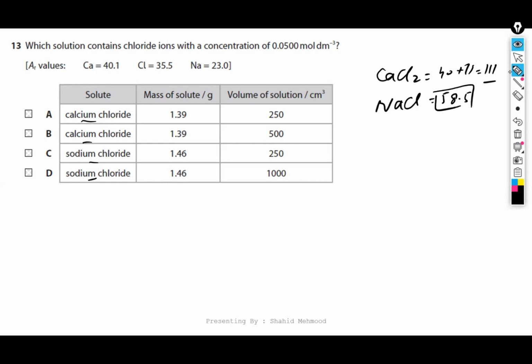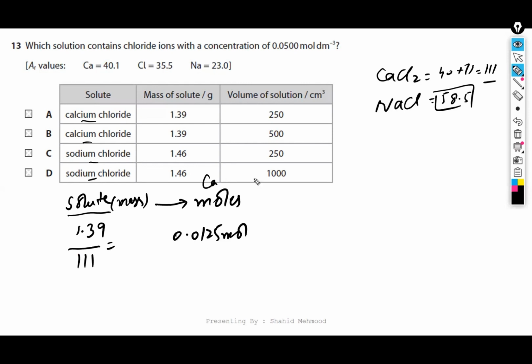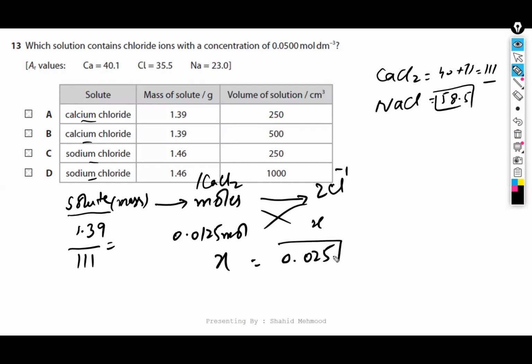These are the Mr. Now the mass of solute we will change into moles. Mass is given, we will change this into moles first. Suppose we are doing part A, so 1.39 divided by 111, and it changes into its moles, that is 0.0125 moles. This is the moles of calcium chloride. Now, one calcium chloride gives 2 chloride ions. So cross multiply, so X is 0.025. This is the number of moles of the chloride ion in the given solute.